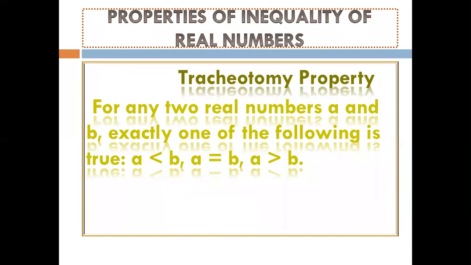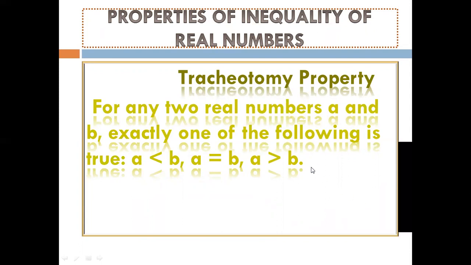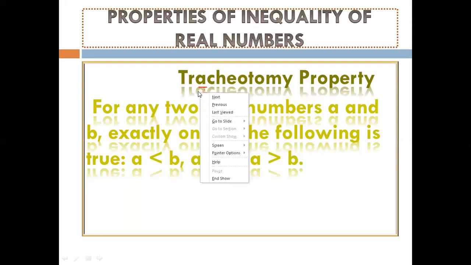Trichotomy property. Tri means 3. Trichotomy property means we have three conditions there. A is less than B, A is greater than B, and A is equal to B. Three conditions, tri means 3. This is TRI. So we have three conditions there: A is less than B, A is greater than B, or A is equal to B.